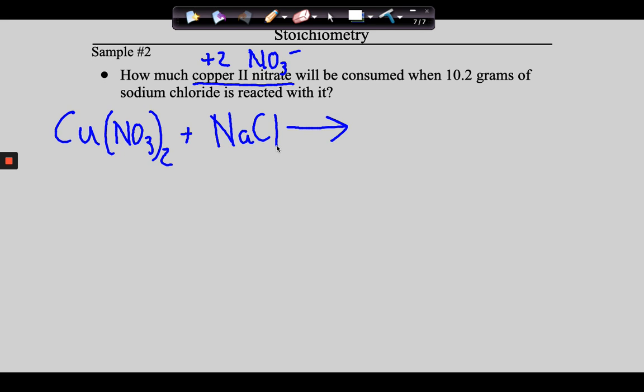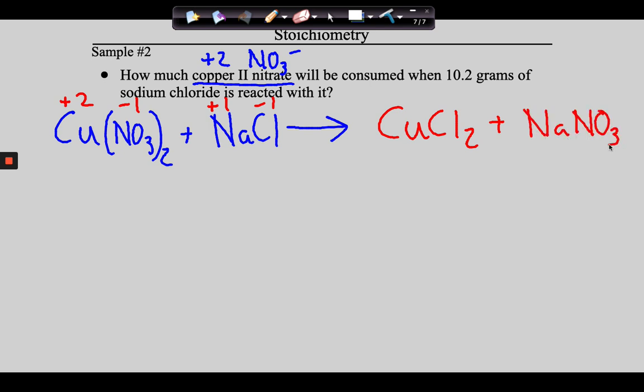So guys, in order to do this, we need to know the charges. I'll switch to red. +2, -1, +1, -1. So guys, the copper +2 goes with the chloride -1. That gives us CuCl2. And then the sodium +1 goes with the nitrate -1. And that gives us sodium nitrate. Then balancing it, 1 copper, 2 nitrates, 1 nitrate. So we need a 2. Then 2 sodiums, so we need a 2 chlorines, and that balances. So guys, now we have our stoichiometric ratio, 1 to 2 to 1 to 2.